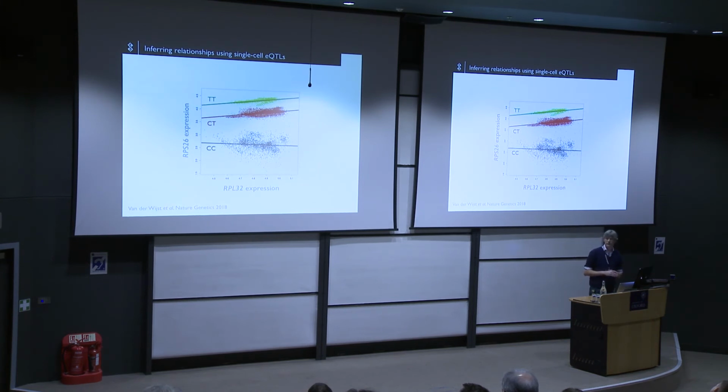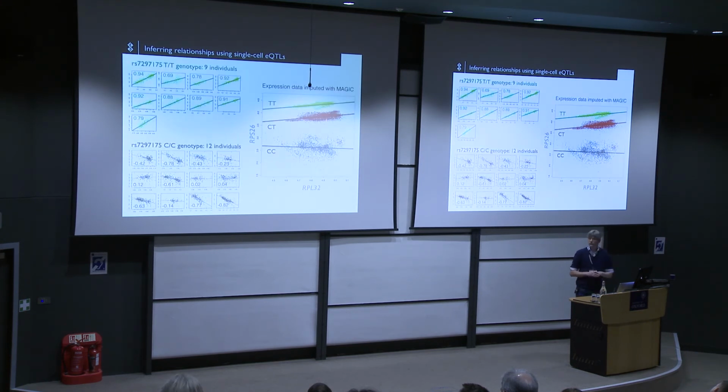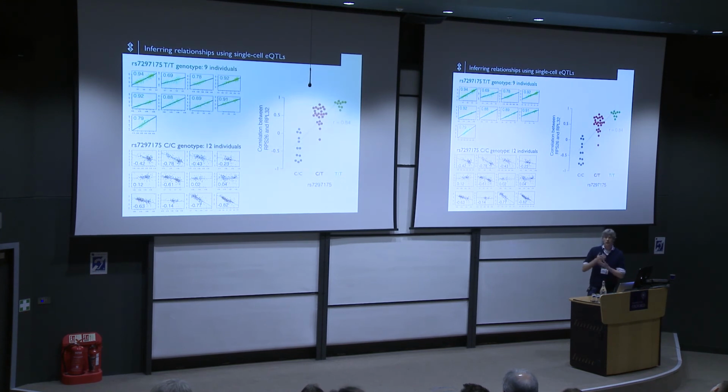We've got a type 1 diabetes SNP that's strongly affecting RPS26. If you break it down into individual samples, for instance, the individuals that have the TT genotype, you see that the relationship between RPS26 and another gene, in this case RPL32, is strongly positive, whereas the individuals that have the CC genotype show a negative relationship, indicating that this type 1 diabetes SNP is not only affecting RPS26 in cis, but it's also having an effect on the regulatory wiring. It's changing the relationship between various genes. And that suggests that it could well be that we also, in this room, have different regulatory networks.